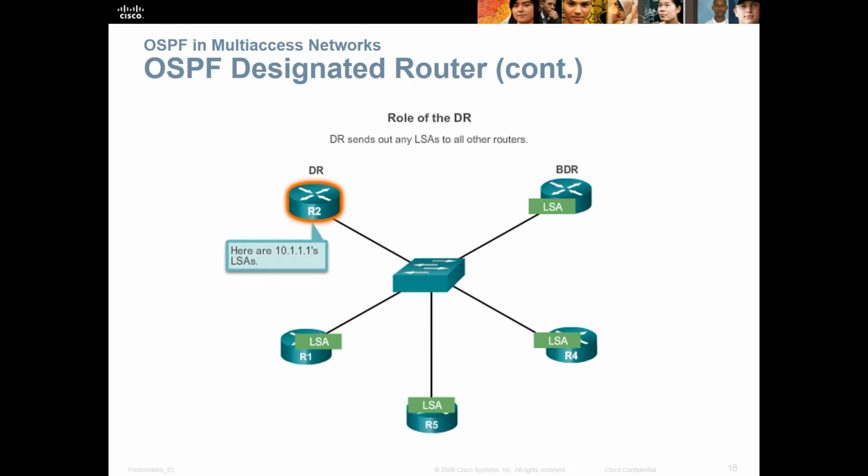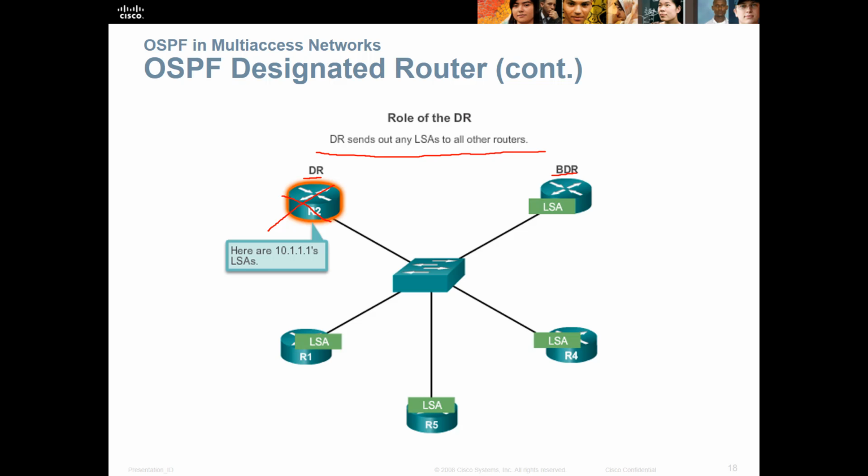So, the role of the designated router is to control the LSAs to all the other routers. The designated router will send out all and any LSAs to everyone else. It controls the flow. We have a backup one, and we have a primary one. If this guy goes down, this becomes the primary, and it takes over sending the LSAs.